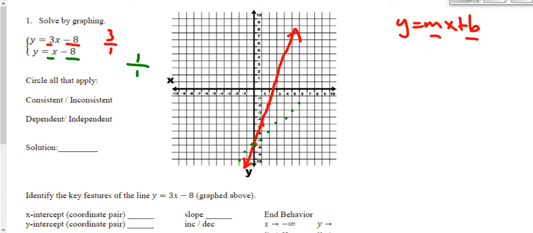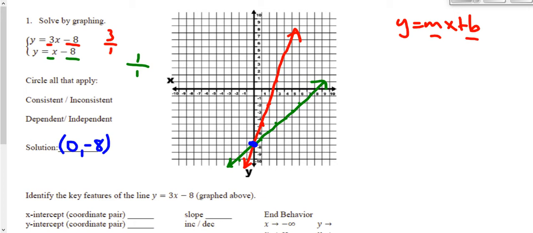So if I connect these points, up 1 over 1, here we go. And this direction as well. There we are. So we have our two equations graphed. The solution, I'm going to skip ahead a little bit, is where these two lines intersect, which is right here at their y-intercept, the number -8 on the y-axis. So that ordered pair would be 0 for x, -8 for y.